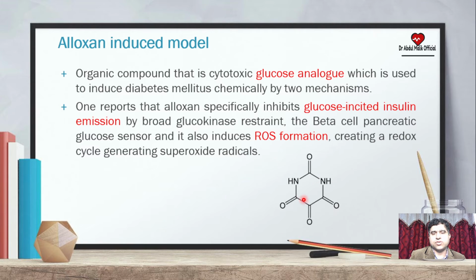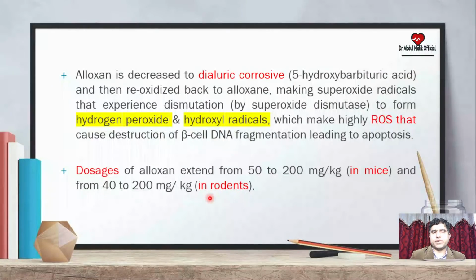Here is the structure of Alloxan showing its analogy with glucose. Alloxan is reduced to or converted into dialuric acid, a compound similar to 5-hydroxybarbituric acid, and then reoxidized back to Alloxan. This conversion continues, making superoxide radicals that undergo dismutation by superoxide dismutase to form hydrogen peroxide or hydroxyl radicals, which are highly reactive oxygen species that cause destruction of the beta cell, DNA fragmentation, leading to apoptosis, which is programmed cell death.